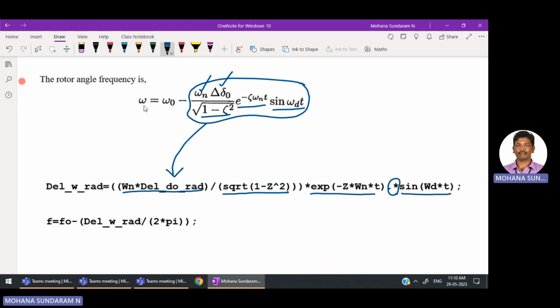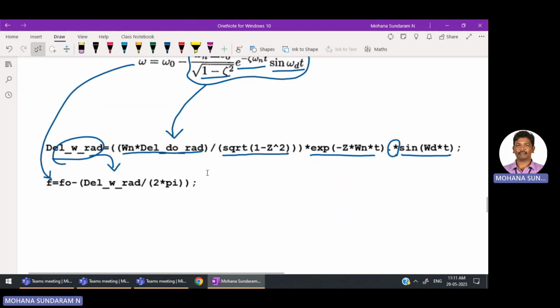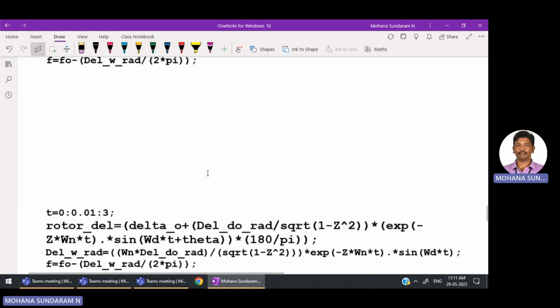Once this is over, then this equation comes here. It is f equal to f naught minus this term, that is this variable divided by 2 into pi. This is how you have to write the equations. Next we learn how to plot this.